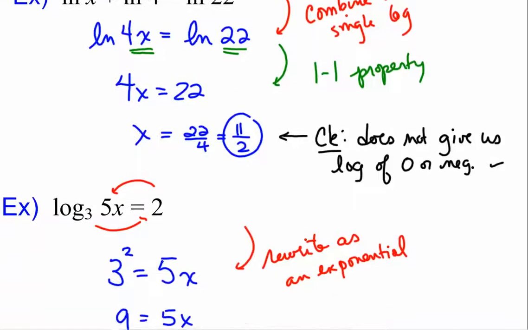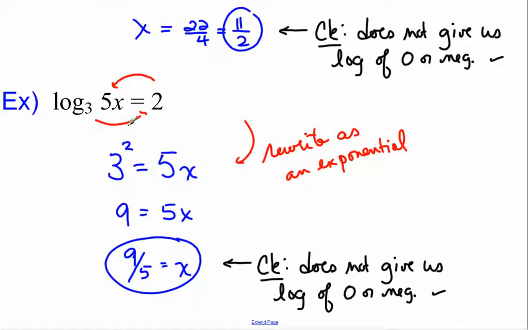Alright, so this one's a good one. Let's take a look at this example. Now this one, I can't just drop the log because I don't have a log on the other side to ignore. So instead, I'm going to rewrite, and 3 is going to be squared, and that's going to equal the 5x. That means x is 9/5.